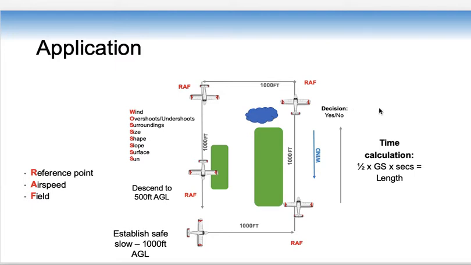You're going to make a decision: is it sufficient to land on? If no, choose another field. Reference point airspeed field. Make a turn onto crosswind, reference point airspeed field. Then you're going to do your WASP checks: wind, overshoots, undershoots, surroundings, size, shape, slope, surface. Then you can descend, using the approach configuration, to 500 feet AGL.